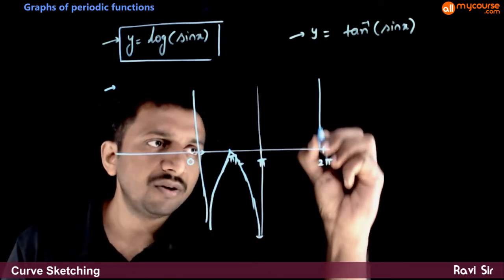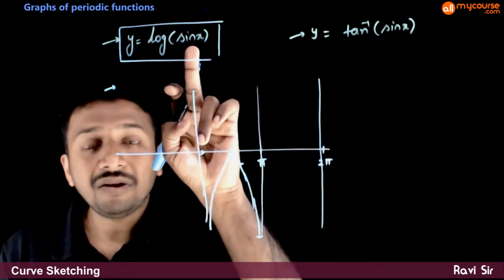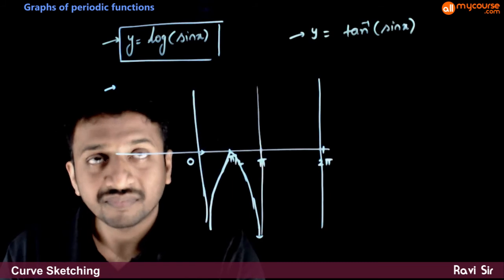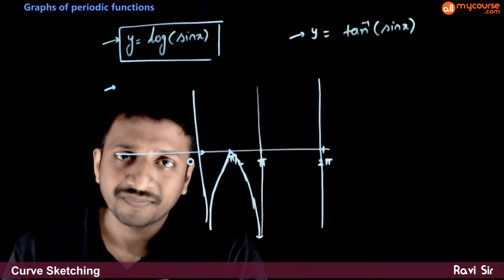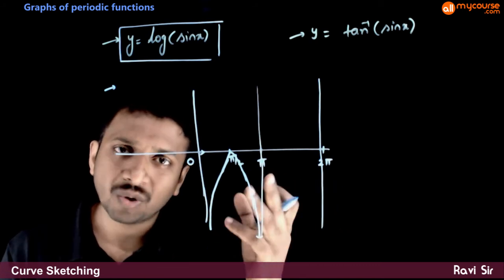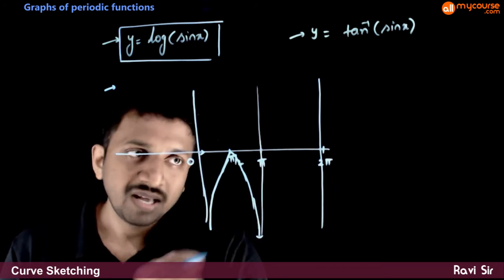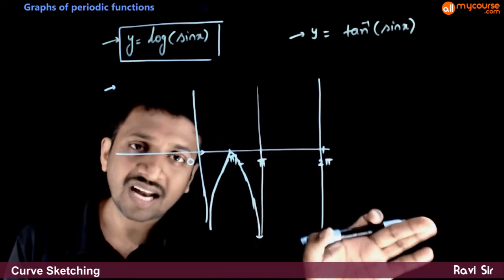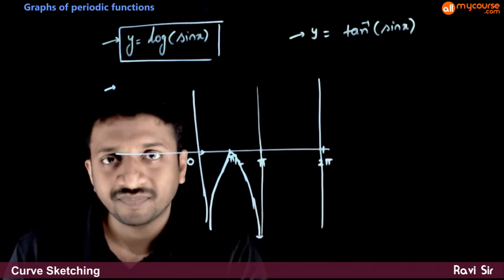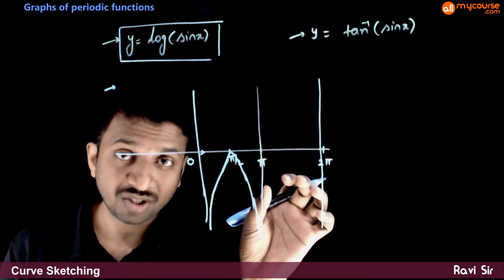And between pi and 2 pi, the value of sin x is negative. So log is not defined for negative values. So in this part, there is no graph. And this is the graph between 0 and 2 pi. So this is the graph which is going to repeat again and again. So between pi and 2 pi, there is no graph.